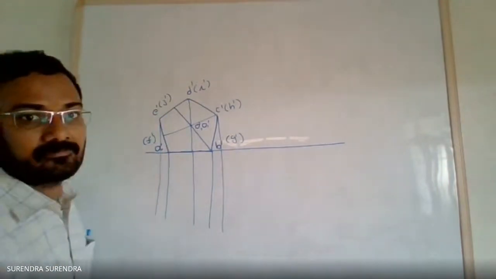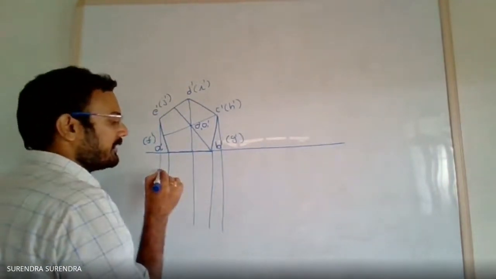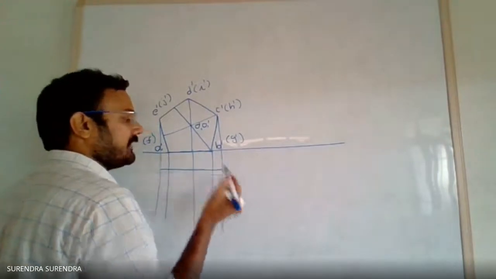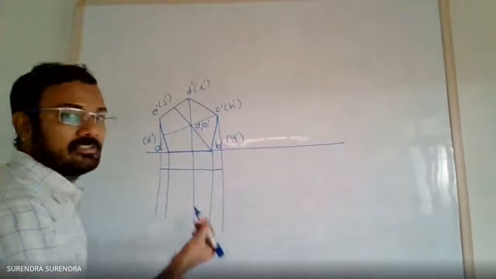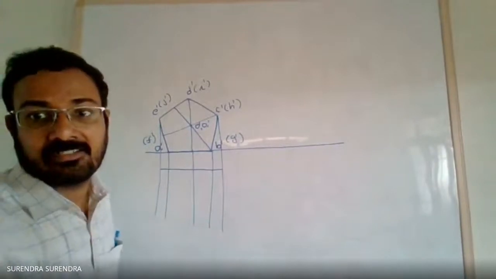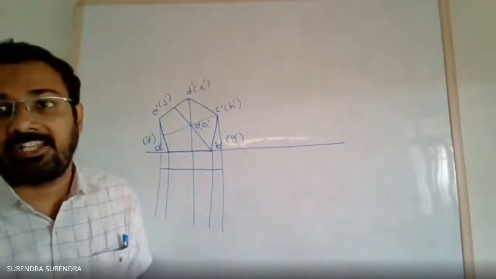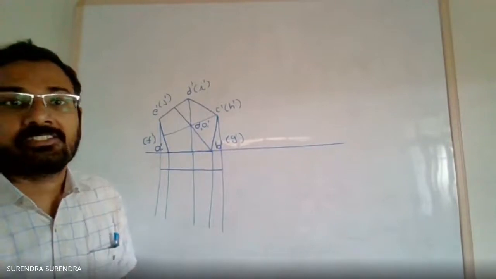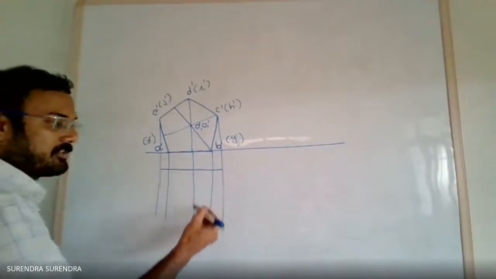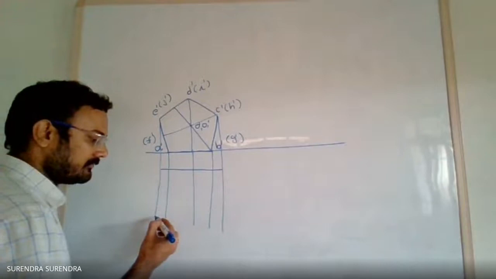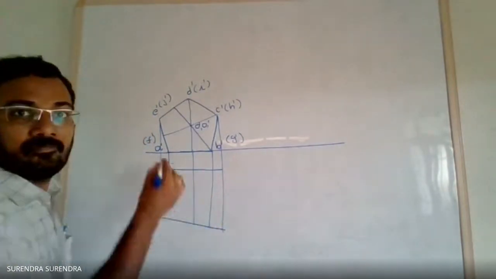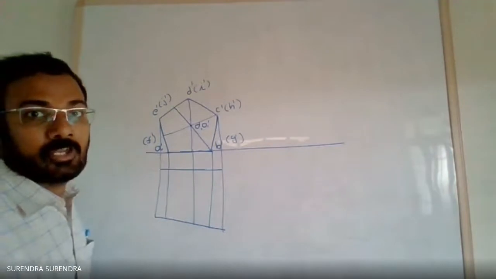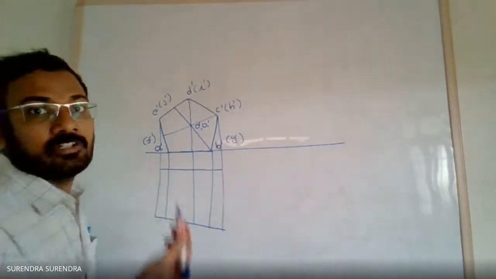Now the first base is at a distance of 20 mm from the XY line. What is the axis side given as? Axis side is given as 80 mm. So project this for 80 mm length. Complete the shape of the top view.